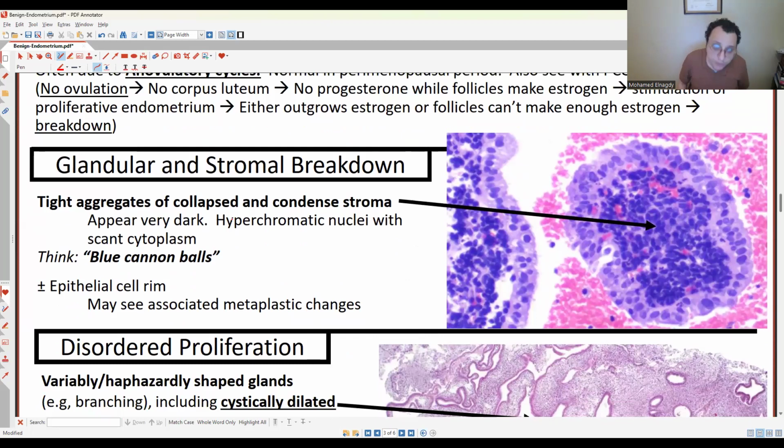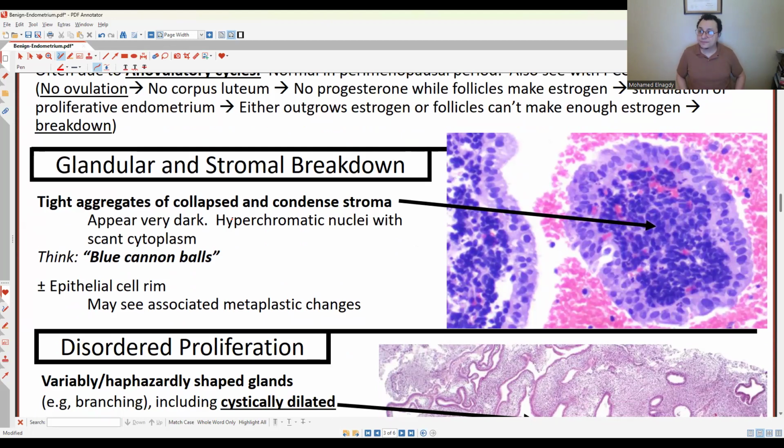Dysfunctional endometrium. What's the meaning of dysfunctional endometrium? Dysfunctional endometrium is the endometrium that exists in females suffering from dysfunctional uterine bleeding. What's dysfunctional uterine bleeding? Can anybody give me an idea? What's the meaning of dysfunctional uterine bleeding?